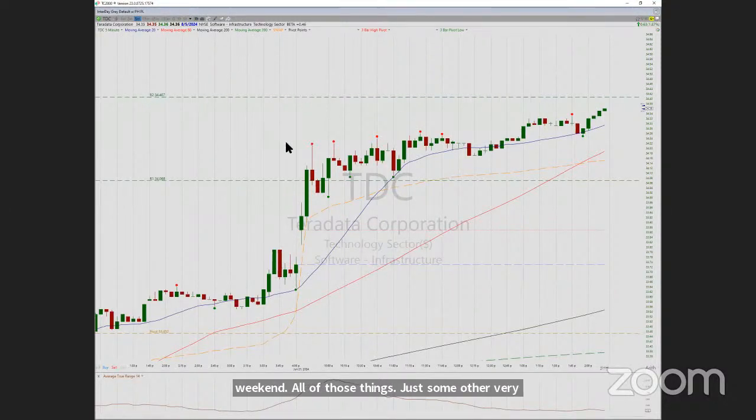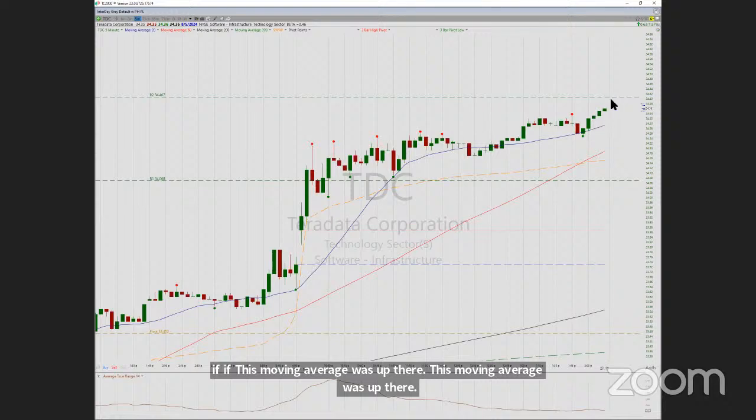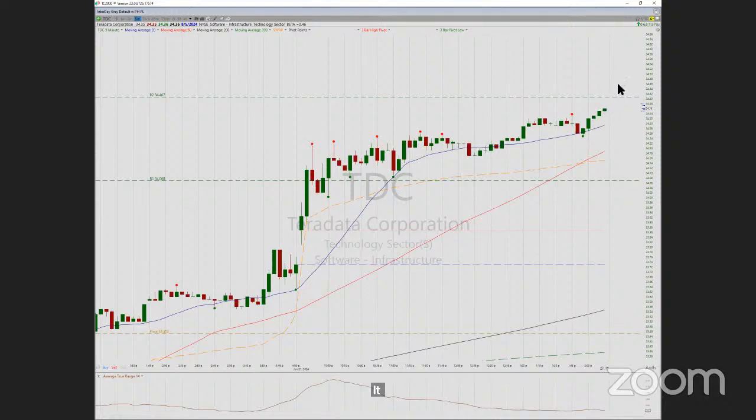Alex had talked about the trader pivots. It's on there. I don't use it. I do not use those things as entries. I use them as awareness. And the more things that line up, like if this moving average was up there, this moving average was up there, it came down and it's now coming back at this, and I've got a bunch of other signals, I'm like, okay, it's got my attention.